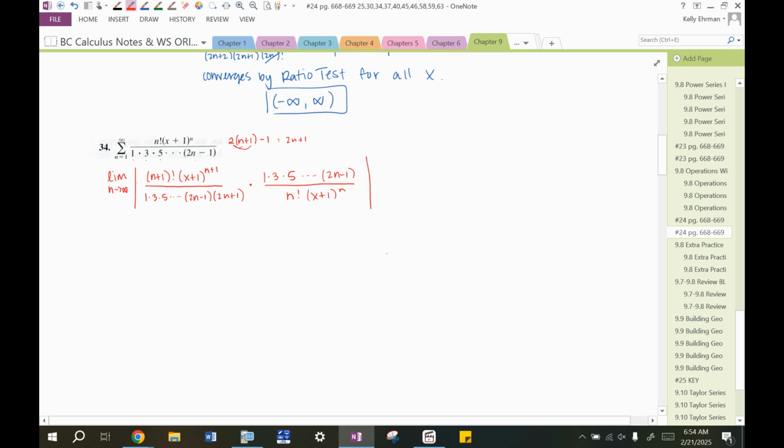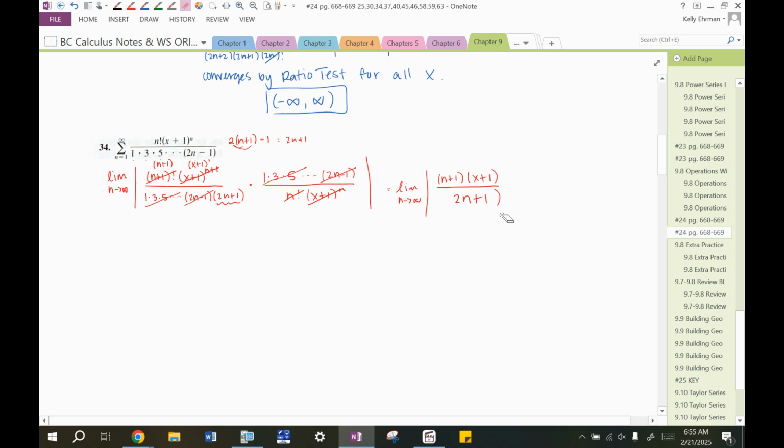And we're looking at what's canceling. So 1 times 3 times 5, all of that will cancel. The 2n minus 1 will cancel here. So we'll just be left with 2n plus 1. N factorial cancels with n plus 1 factorial and just leaves you with n plus 1. And x plus 1 to the n cancels with x plus 1 to the n plus 1, leaves you with x plus 1 to the first. So again, I will rewrite what I have left just to make things nice and neat and clear, because a bunch of slashing and crossing out is not ideal for an AP grader checking my work or your teacher checking your work.